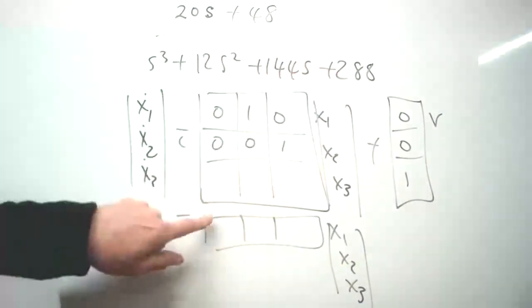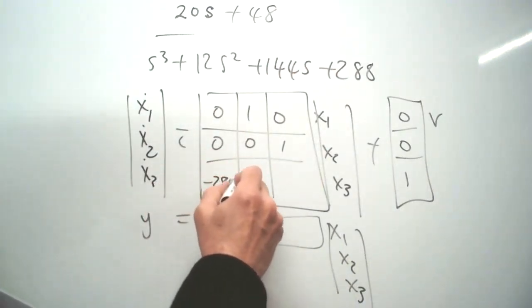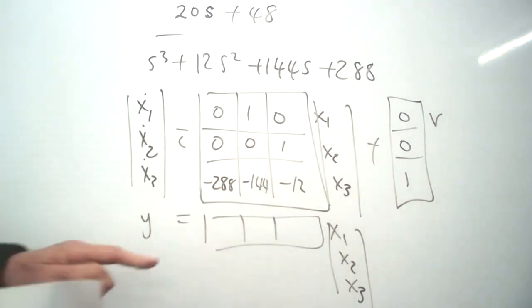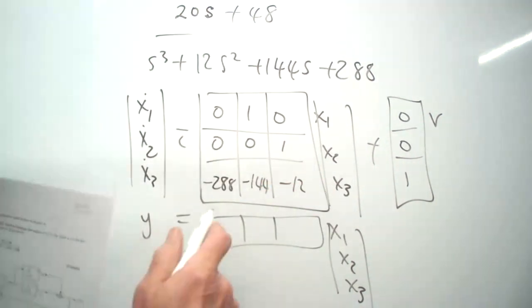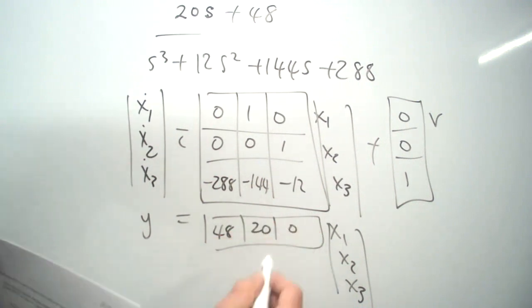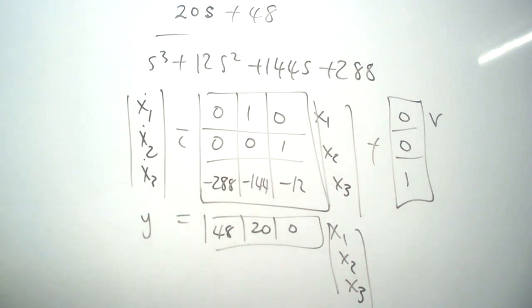And then these numbers here now go in there, reverse order with negative sign. So it's minus 288, minus 144, minus 12. And these numbers here, those numbers there in reverse order. So it becomes 48, 20, 0. And so that would be the second part of the question. Good for another 6 marks. And the third part now, we'll have to go back to draw the block diagram again.